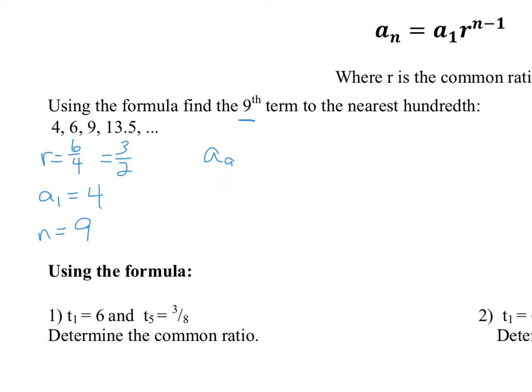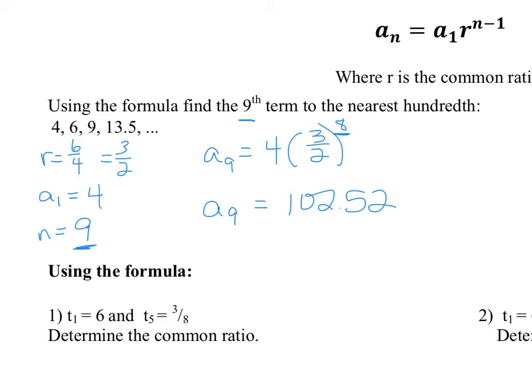So a sub 9, which is what I don't know, is equal to the first term times the common ratio, which is 3 over 2, to the n minus 1 power. So that's 9 minus 1, or 8. Okay, there's the n. N minus 1 goes up here. I don't like writing n minus 1 there, so I'm just not. Okay, you just plug that in your calculator, and a sub 9 is 102.52. Okay, again, I'm sure you'll let me know tomorrow if I mess that up.